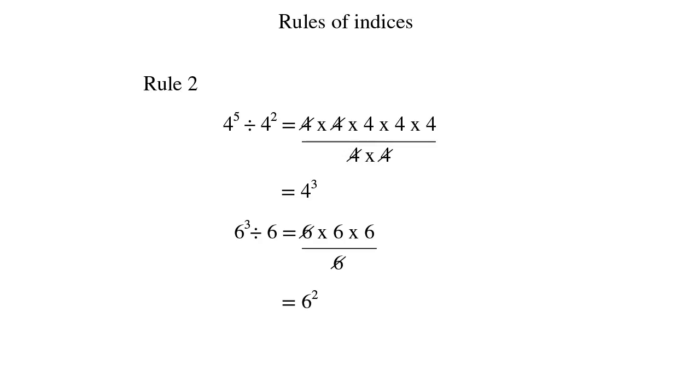So, when we're dividing numbers in index form, we subtract the powers. So more generally, we can write a to the power m divided by a to the power n equals a to the power m minus n.